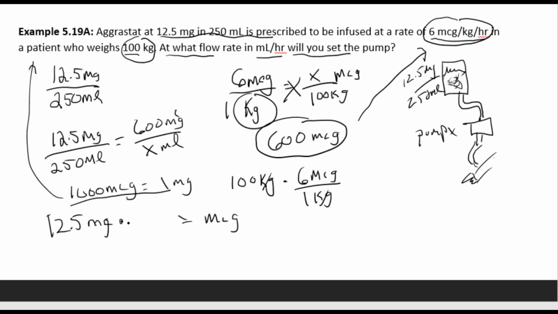Use dimensional analysis, what goes in the denominator? If you said milligrams, you're right, so they cancel. That's 1,000 micrograms. 1,000 times 12.5, move the decimal 3 places: 1, 2, 3, and I get 12,500 micrograms.